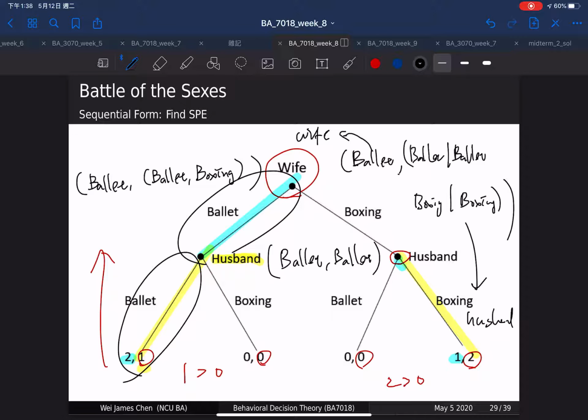Remember, our definition of equilibrium is that it's a strategy profile. It's a combination of strategies, right? The first person needs to choose a strategy. The second person also has to choose a strategy. But here, ballet is only an action to the husband. Not a strategy. Okay? This is also very important.